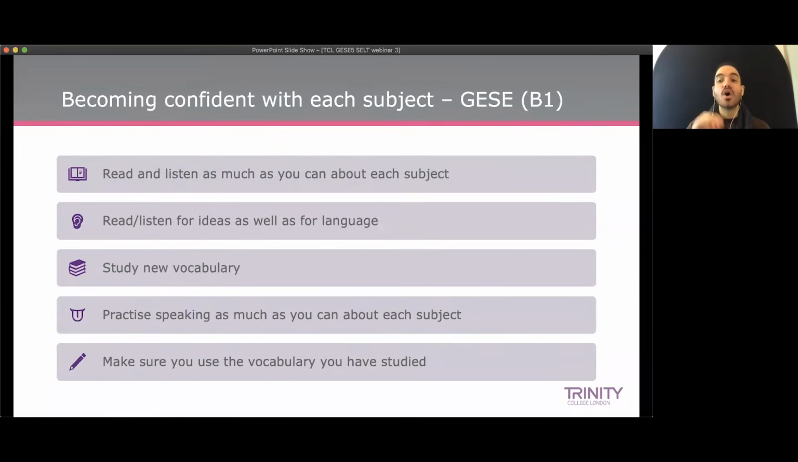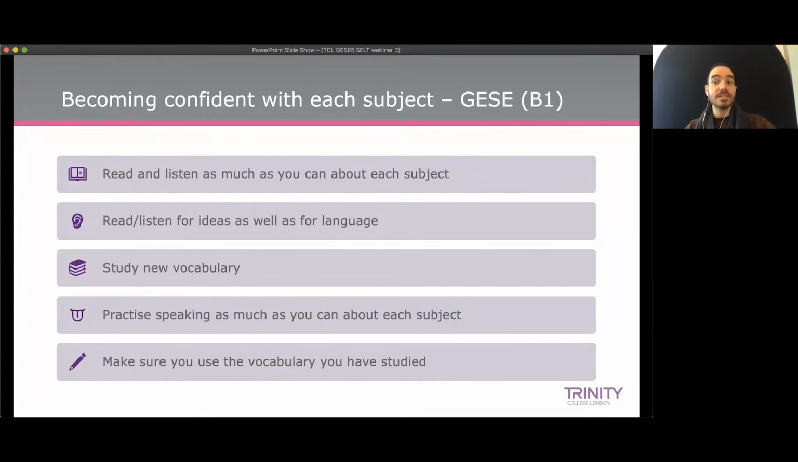Also, when you practice speaking at home, make sure you use the vocabulary you have studied, those 5 words we said. Make sure you use them. This is very important.